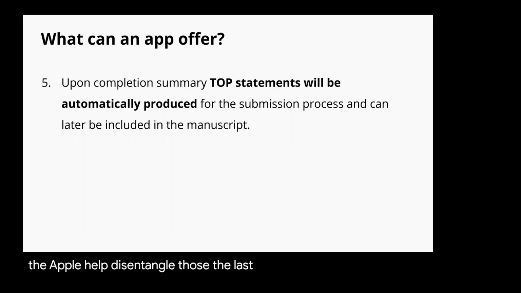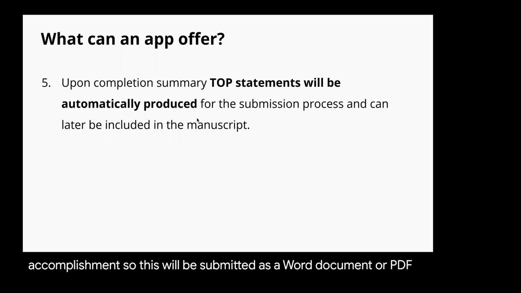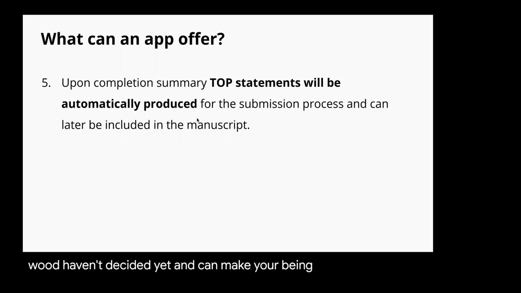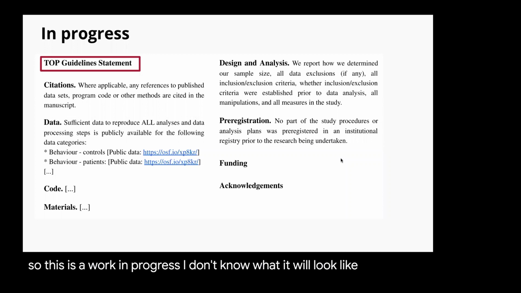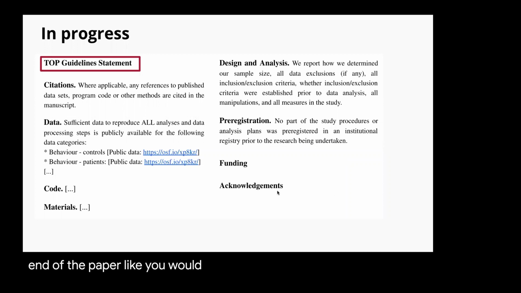The last part, I don't know if I'm over time, is the TOP statement that will be produced at the end of the completion. So this will be submitted as a Word document or a PDF, we haven't decided yet, and it can later be included in the manuscript. So this is a work in progress. I don't know what it will look like, but at the end of the paper, like you would have, say, a data availability statement, for journals that want to do this, for now this will be at Cortex, it would be a TOP guideline statement where you have a few summary statements for the standards at their level.